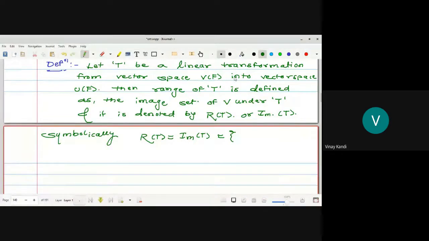That is, T is the mapping from capital V to capital U. Now, what is the range of T? Taking the images of all the elements of V, that is, the images T of v such that small v belongs to capital V, which is equal to the range space of T. So this is the definition of range space.